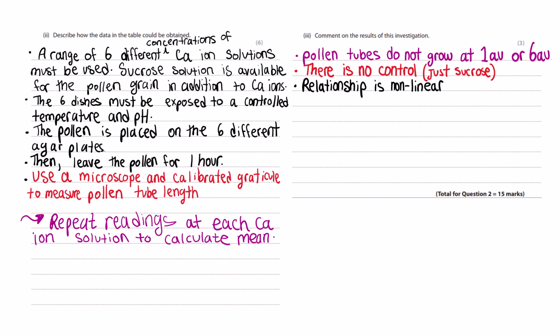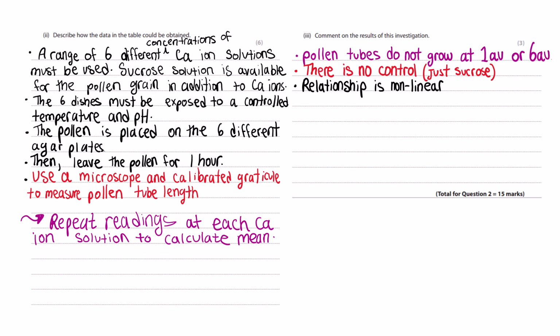The pollen is placed on 6 different agar plates. So remember that we're going to have agar jelly, which is going to contain the sucrose, which provides nutrients, and also calcium, which is what we're testing. Then we're going to have to leave the pollen on the agar plates for at least 1 hour to give it enough time for the pollen tube to start growing and for the digestive enzymes to start working. So we're then going to take the pollen grain out and put it under a microscope.